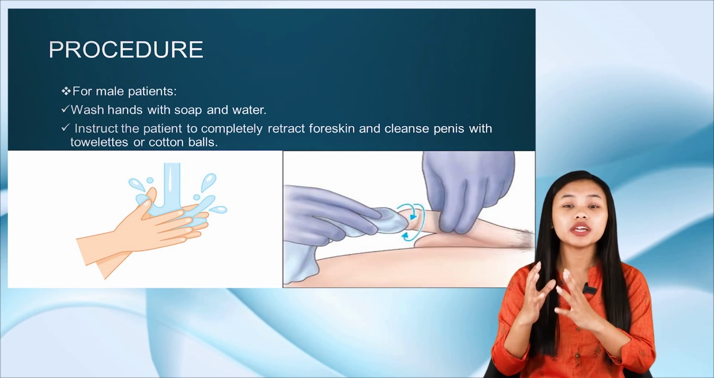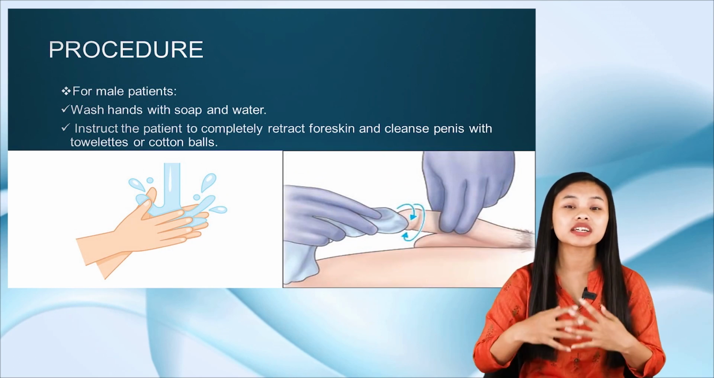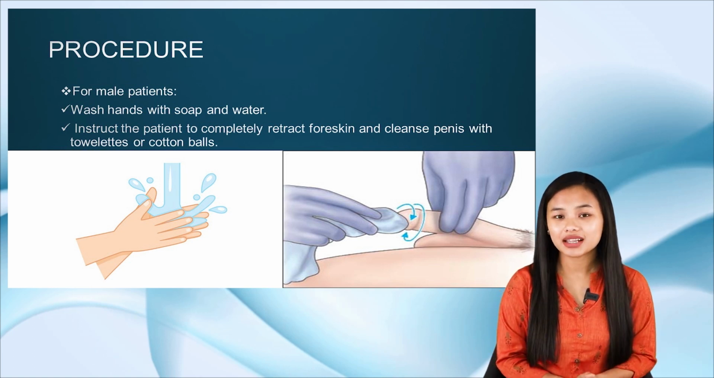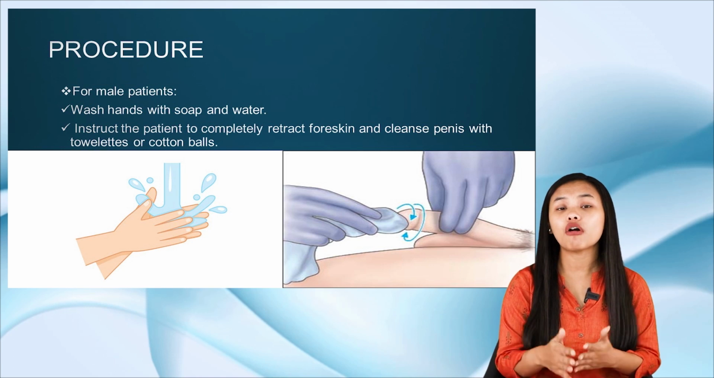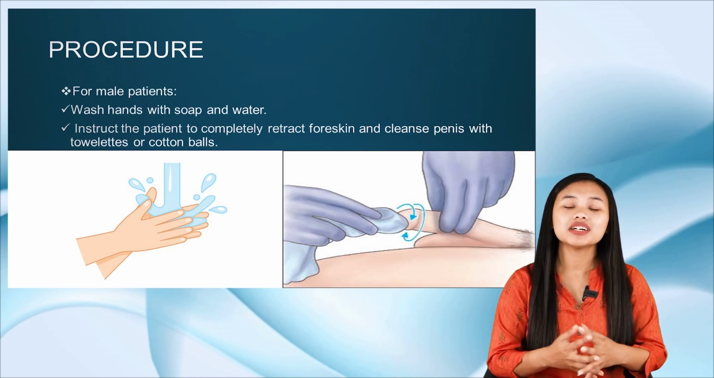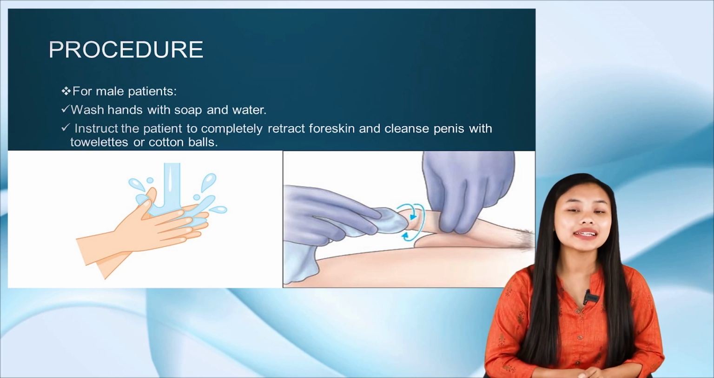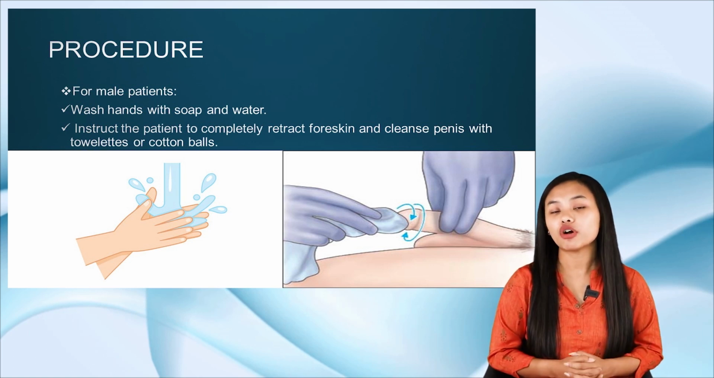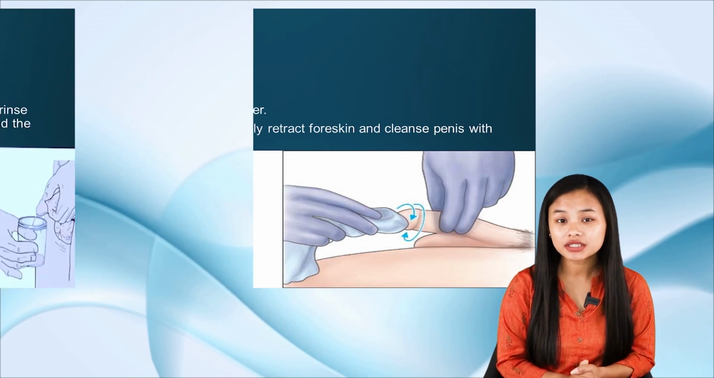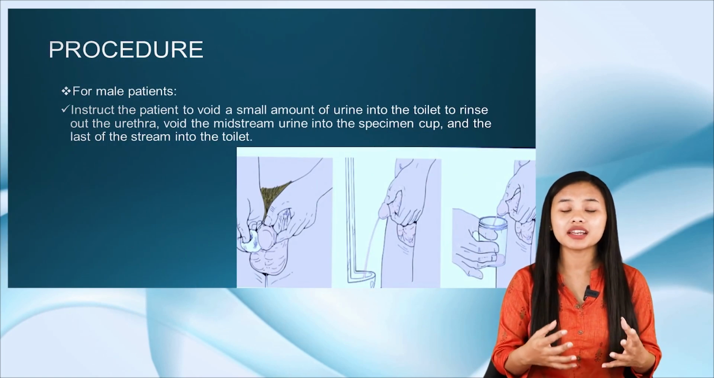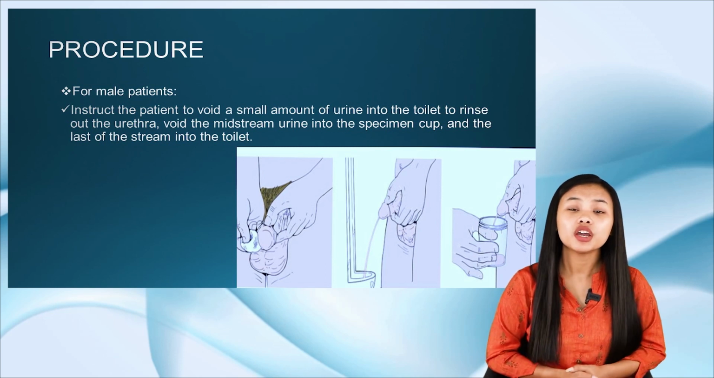When it comes to a male patient, when they have to collect this clean catch or the midstream urine, you must again tell them to wash their hands with the use of soap and water. You must instruct the patient to completely retract their foreskin and clean the penis with the use of the cotton balls or the towelettes. Then you must instruct the patient about how he can collect his specimen, that is how he can collect this midstream urine.